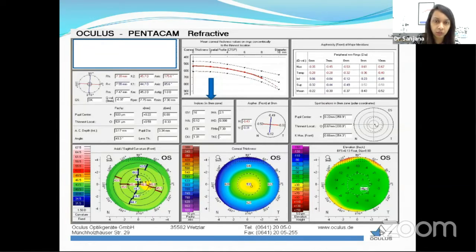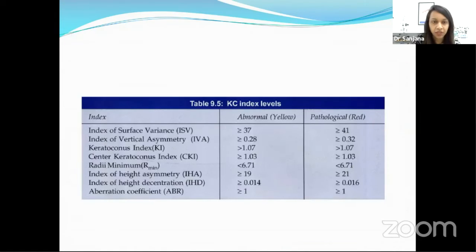And again, the values are already fed into the Pentacam system previously, and anything more than normal or in the borderline will represent itself in the form of colors like yellow and red. So these are the values of all those indices, which will be represented as abnormal in yellow, and anything pathological will be represented in red. It's not necessary that we remember these values as such, but we need to know that if something has been mentioned in red, that means it's abnormal, and we need to take a second look at it.